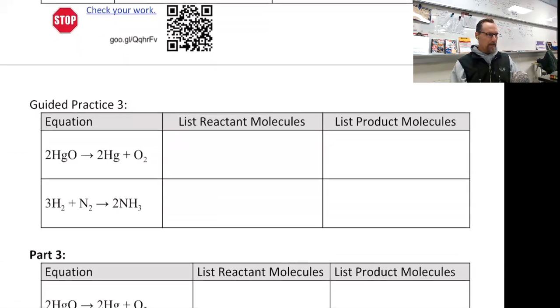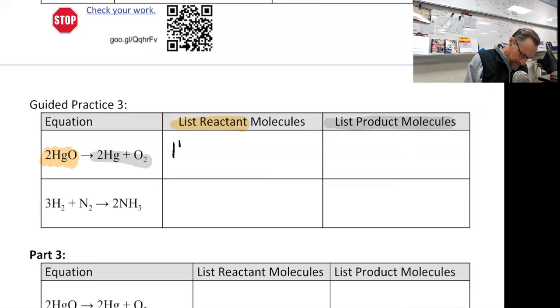Okay, so let's go ahead and go to the guided practice part 3 then. So now you can see I have a full equation. I have my reactants here at the beginning, and then my products are going to be what comes out of that. So let's go ahead and start listing our reactant molecules. So again, I have that 2 in front of it, so that applies to everything after it.